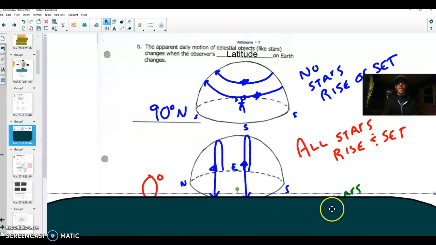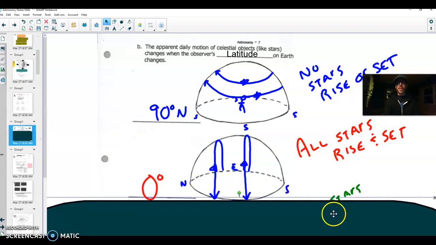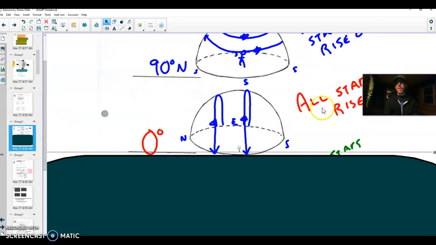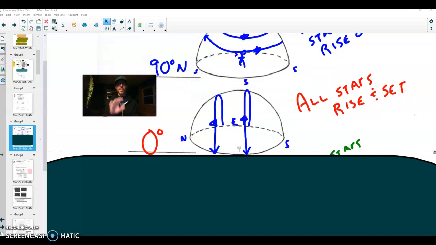At the equator, all stars rise and set. Oops, I'm sorry. Lost it here. Just went to the bottom of the page. So at the equator, all stars rise and set. So there aren't any stars going around in circles.